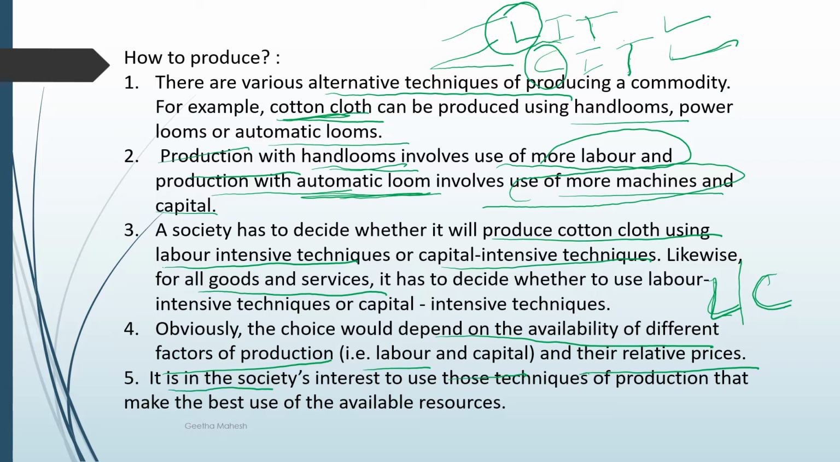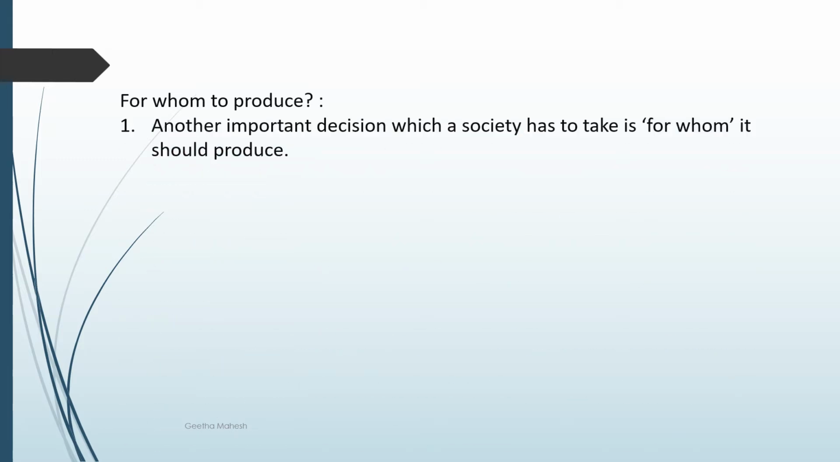See, it is in society's interest to use those techniques of production that make the best use of available resources. Next one is for whom to produce. This is nothing but distribution of national income among different factors of production.